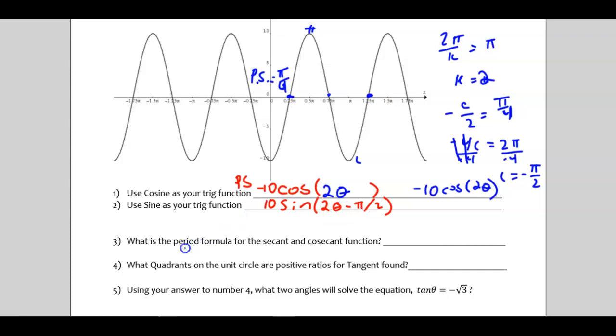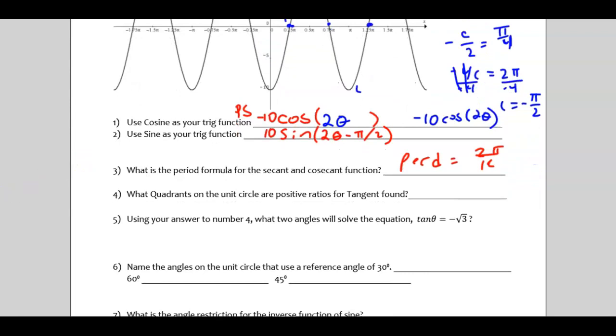Now, right here it says, what is the period formula for secant and cosecant? Cool, that is still the period equals 2 pi over k. Right here, what quadrants on a unit circle are positive ratios of tangent found? Tangent is positive in the first and third. And think about it, right? Tangent is sine over cosine.